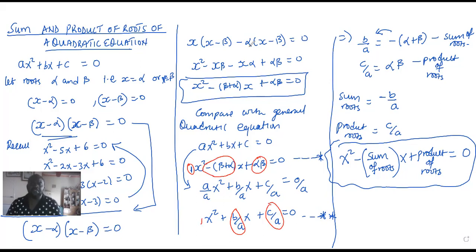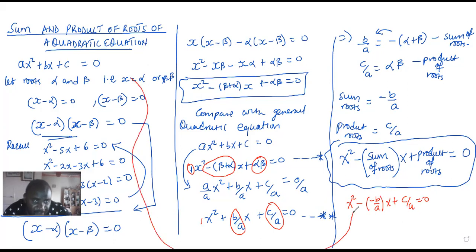So ideally, the general equation is always supposed to be in the form x squared minus the sum of the roots times x plus the product of the roots. Because if you say minus the sum of the roots, it means x squared minus, the sum being minus b over a, of x plus c over a is equal to 0. When you simplify this, it takes you back to the initial equation. So always that sum is a negative b over a.